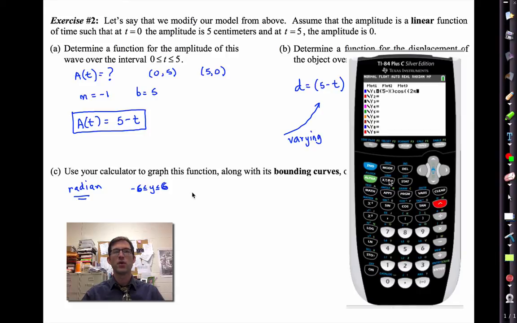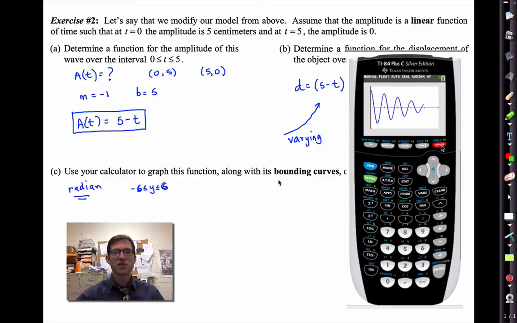Make sure I'm in radian mode. Okay, I am. All right, let me set up my window really quick. Okay, make sure I've got x min 0, x max is 5, y min we're going to go with -6, y max is 6. Okay, it all looks good. All right, let me hit graph, and let's take a look at that graph. That's a neat graph, isn't it? That is a really, really cool graph, and it's definitely doing more of what we thought before.